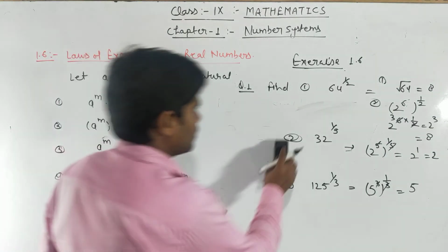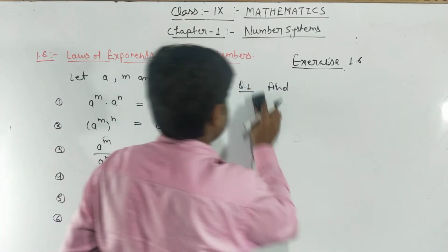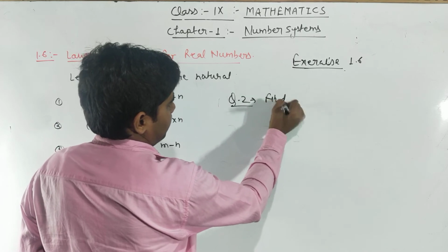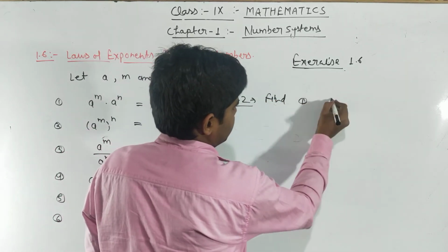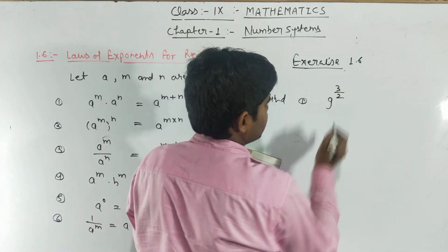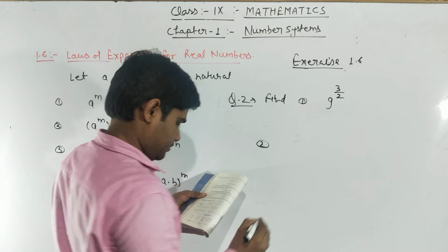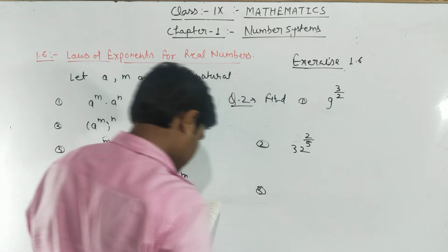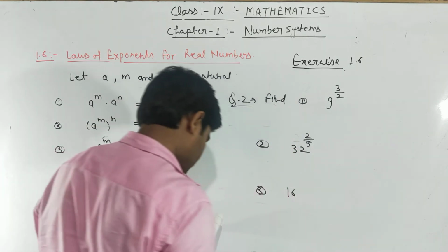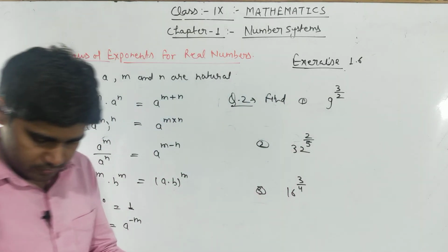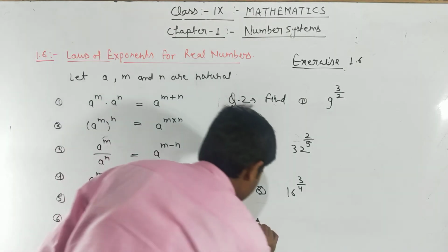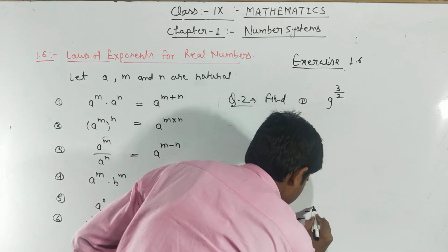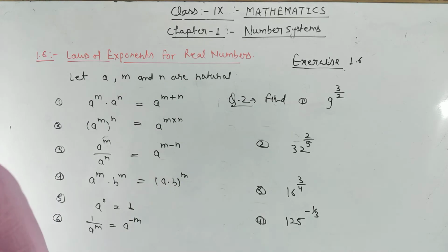Next, question second. Find: first, 9 raised to the power 3 by 2; second, 32 raised to the power 2 upon 5; third, 16 raised to the power 3 by 4; and fourth, 125 raised to the power minus 1 by 3. How can you solve?